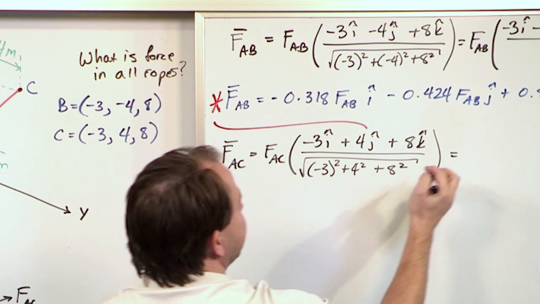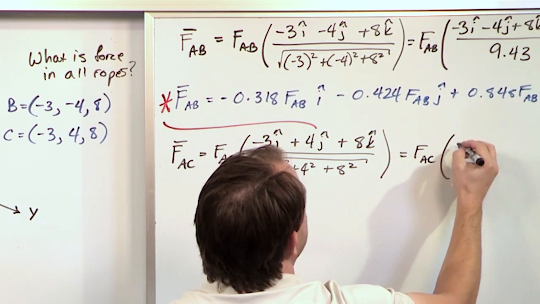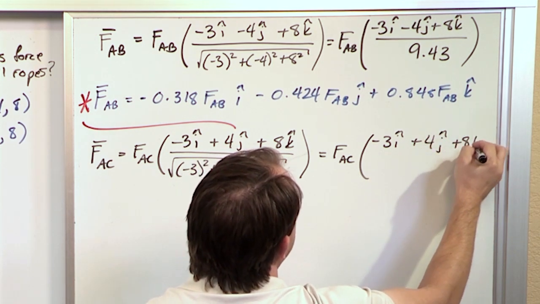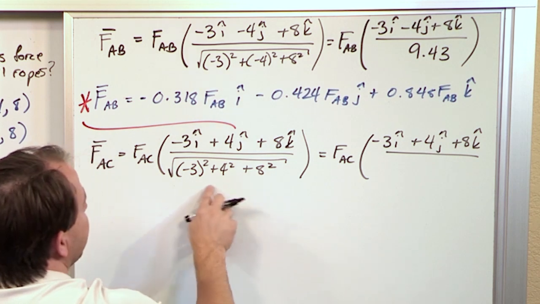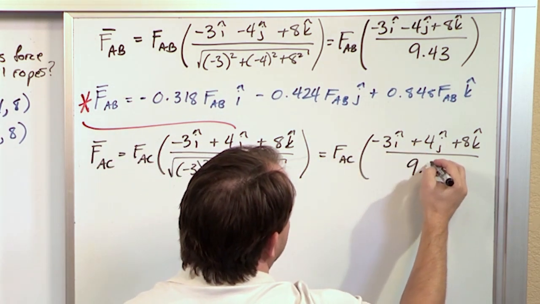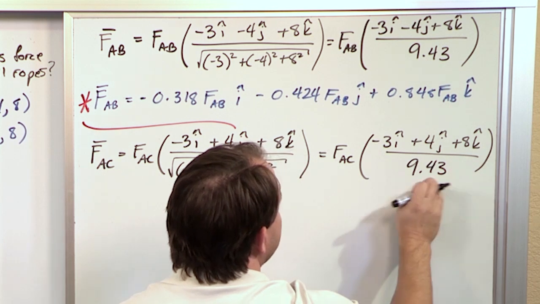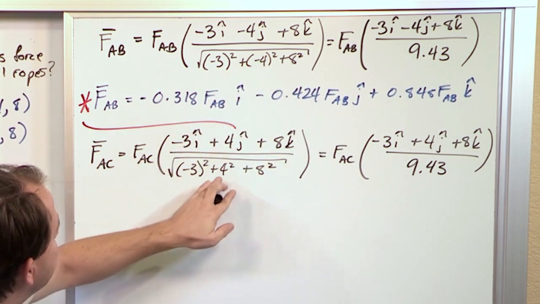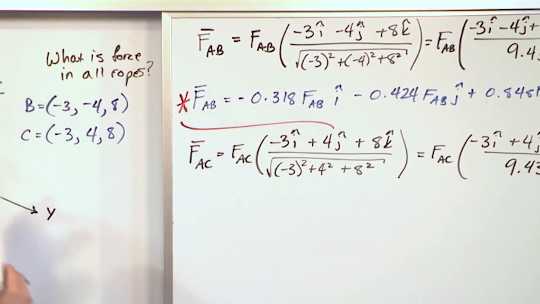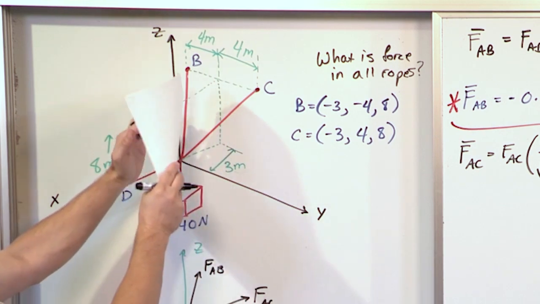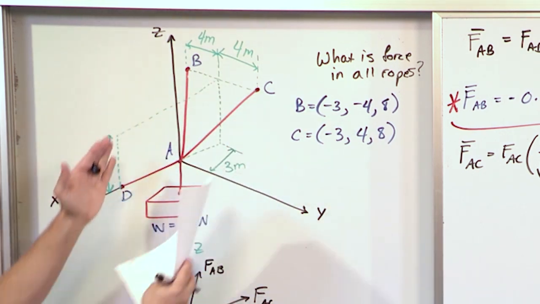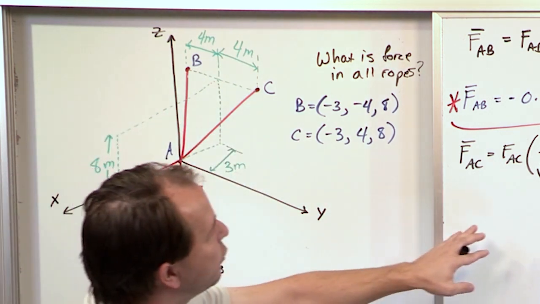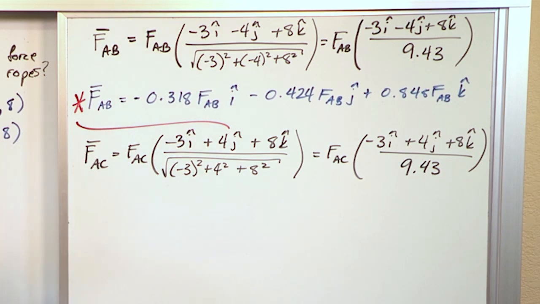So ultimately you have FAC, -3I plus 4J plus 8K. And on the bottom, these numbers, when you square them all, it actually also equals 9.43. The reason it equals 9.43 is because the only difference is that one of these components had a negative in there, and that's because of the symmetry of the problem. One of these ropes goes behind the plane, one of these ropes goes in front of the plane. The lengths of the ropes are really the same. They're just kind of equidistant on either side. They're spread apart. So really, these vectors are going to look very similar.